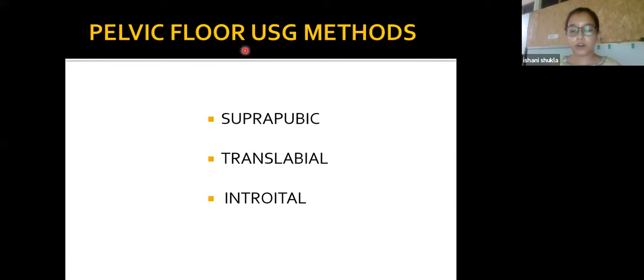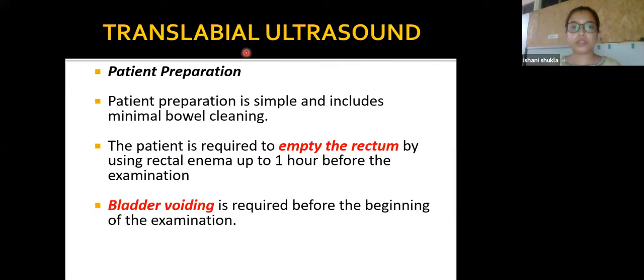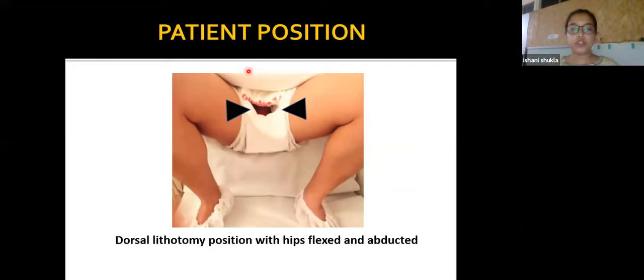Coming to translabial ultrasound, the patient preparation is simple and includes minimal bowel cleaning. The patient is required to empty the rectum by using rectal enema up to 1 hour before the examination. Bladder voiding is required before the beginning of the examination. Patient position: it is a dorsal lithotomy position with the hip flexed and abducted.